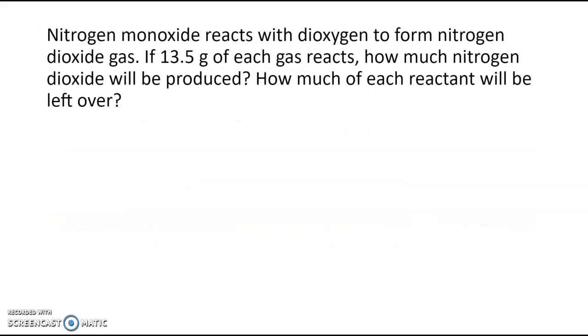Second example to practice, nitrogen monoxide reacts with dioxygen to form nitrogen dioxide gas. If 13.5 grams of each gas reacts, how much nitrogen dioxide will be produced? And how much of each reactant will be left over? So go ahead, pause this, try your best to solve this one, and then I will go over the answer.